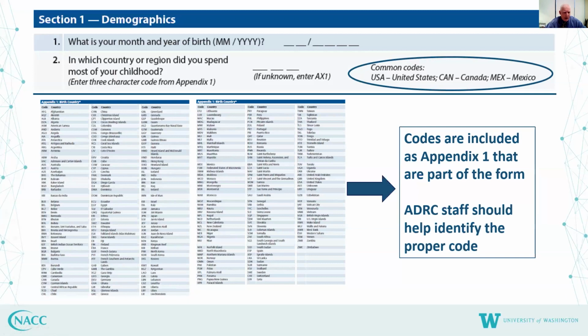Month and year of birth, no change, but which country or region did you spend most of your childhood? This is a 3-character code. Right on the form itself, it'll give USA for United States, CAN for Canada, and so forth. But Appendix 1 of the form lists the countries across the globe where a participant may have come from. You may need to look that up, and we recommend that you look that up. Don't hand the appendix to the patient and have them pick one anyway.